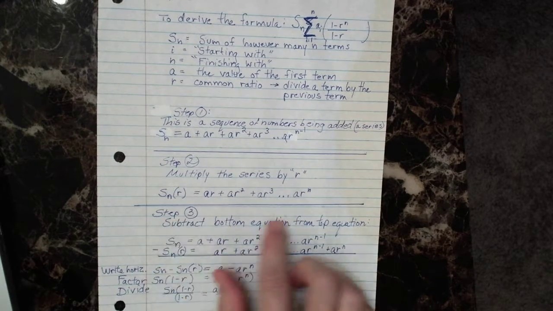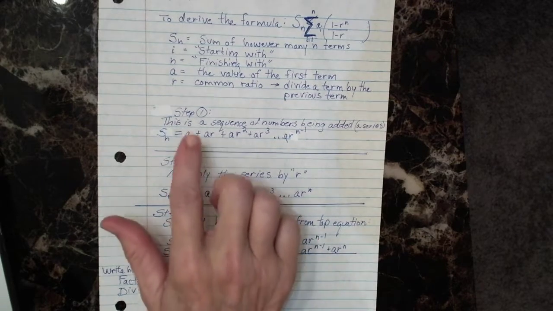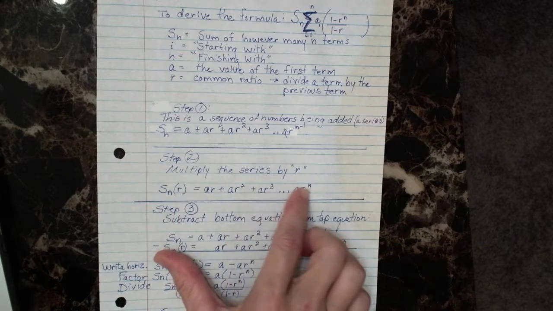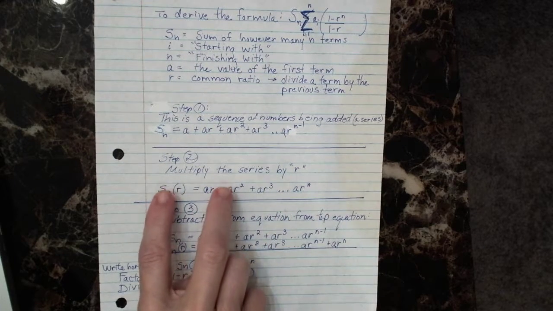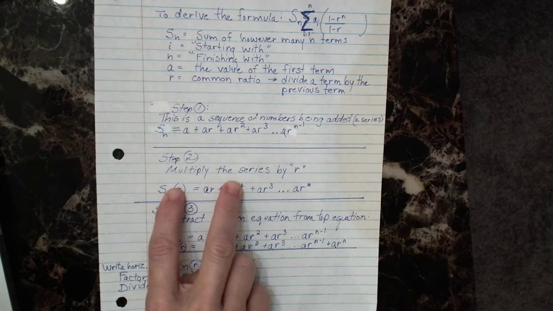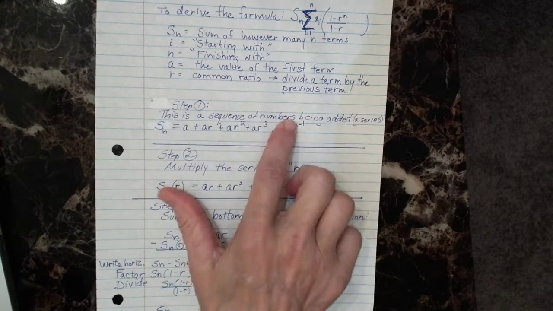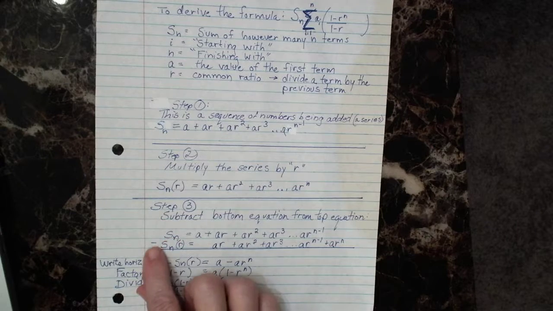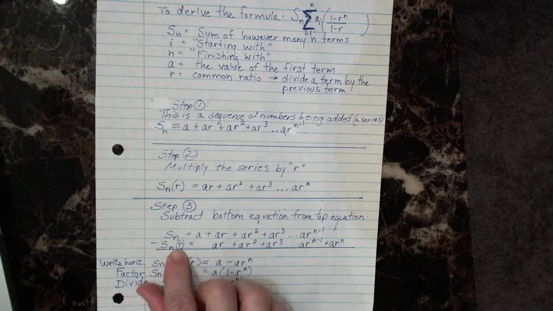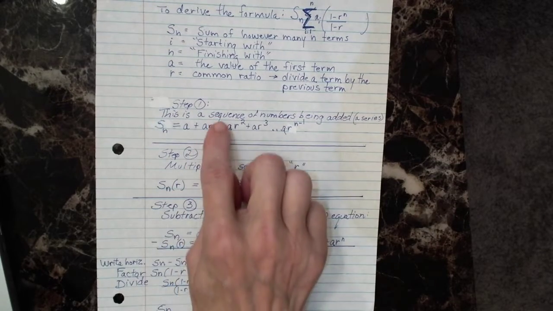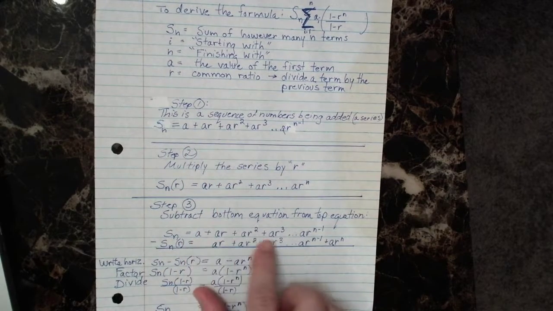Step 3, you subtract the bottom equation from the top equation. So we had created a new equation by just multiplying each side by r. Now we're going to subtract this from this. So S sub n minus S sub n times r. So that side is being subtracted. And then this minus this. So that whole top line minus this.